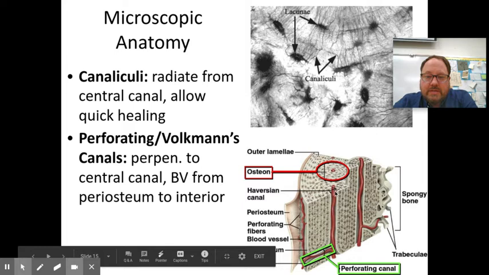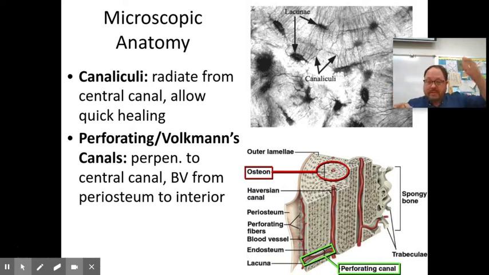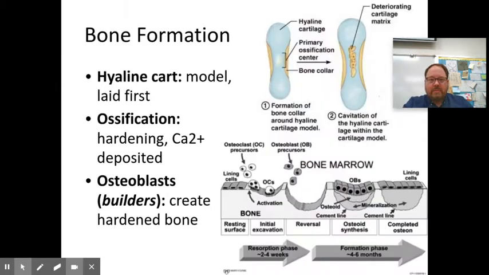Let's see. So the central canal is in the middle of the neighborhood. What connects it to the outside world is what's called the perforating canal or the Volkmann's canal. The perforating canal is actually a hole in the bone where blood vessels can travel in and hook up to that central canal blood vessel. All right, so that's the microscopic anatomy.